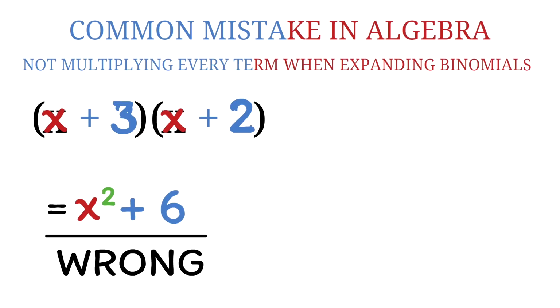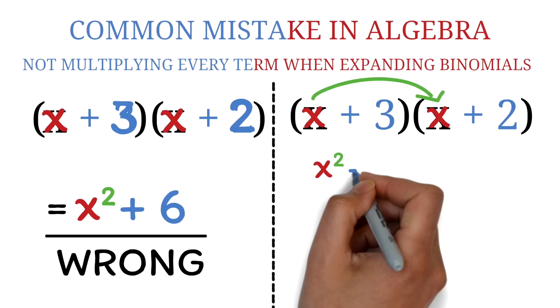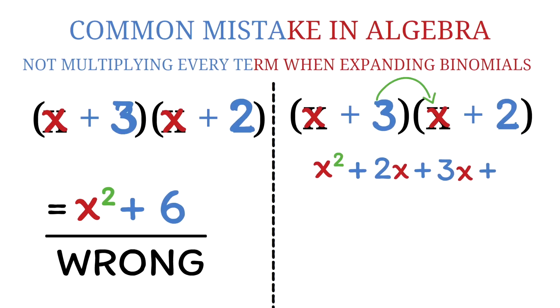The rule is such that when multiplying binomials, you multiply each term in the first parentheses by each term in the second. So to solve our expression, we multiply the x term in the first parentheses by the x term in the second to give us x squared. Plus, we multiply the same x term in the first by the constant term 2 in the second to give us 2x. Plus, we multiply the constant term 3 in the first by the x term in the second to give us 3x. Plus, we multiply the same constant term 3 in the first by the constant term 2 in the second to give us 6.